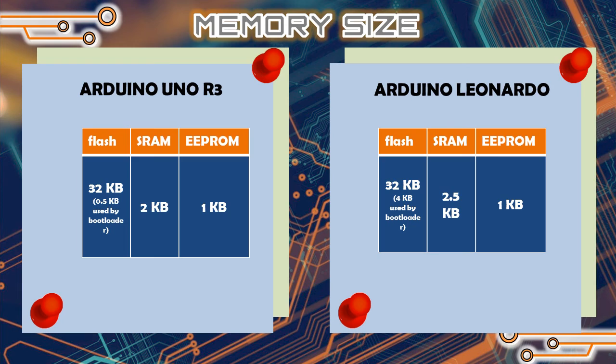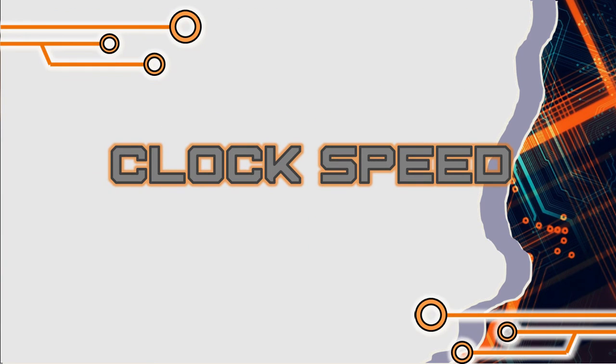SRAM of Arduino Uno ranges up to 2 kilobytes, while on the other hand, Arduino Leonardo has up to 2.5 kilobytes. Their flash memory, which keeps stored data even when power is off, is the same with 32 kilobyte capacity, although they have a different storage input to run their bootloaders, wherein Arduino Uno R3 has 0.5 kilobyte storage usage, and for Leonardo it has 4 kilobyte storage usage.